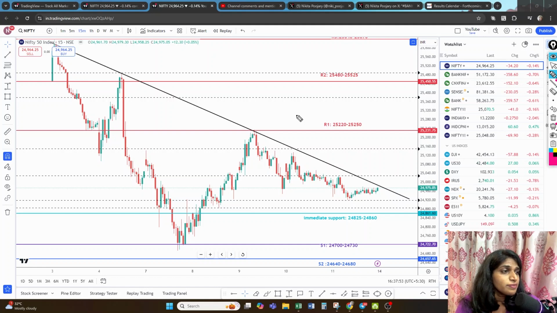And still, if you feel that no, my setup is forming, I can't wait it out, then just play with a very very small quantity unless these two levels are broken out.